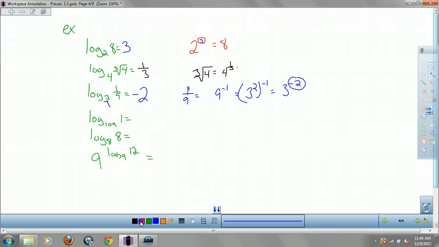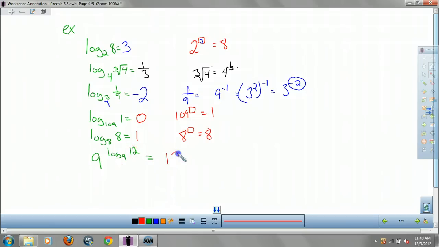Let's do another one here. Log base 109 of 1. Well, anything to the 0 is 1, guys. That's one of our properties from before. Log base 8 of 8. Again, guys, that's saying 8 to what power equals 8. You know, 109 to what power equals 1.